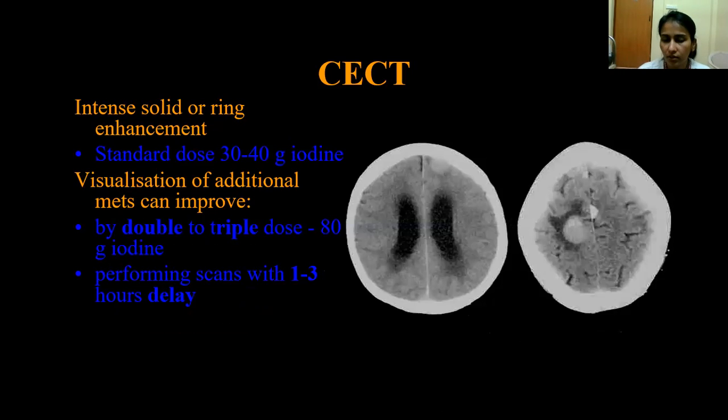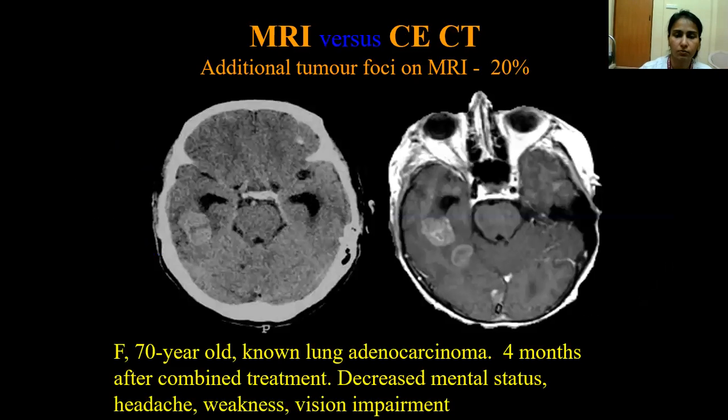How can we improve the visualization of additional mets? As we discussed earlier, some lesions are not easily seen initially, and if we give contrast, we can see some new lesions compared to the non-enhanced or plain imaging. So how can we improve it? By doubling or tripling the dose. For example, if we are giving 40 gram iodine, now we can give 80 gram iodine, and by performing the scans within 1 to 3 hours so that the enhancement is better.